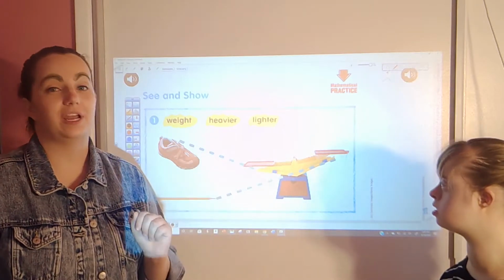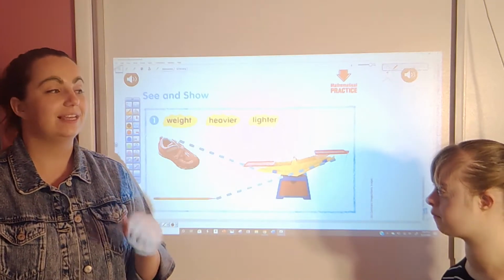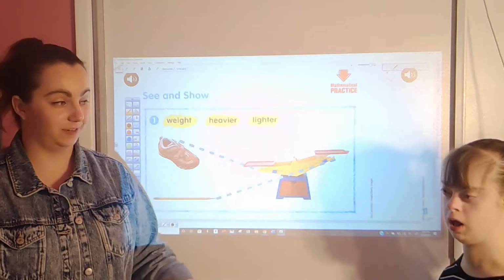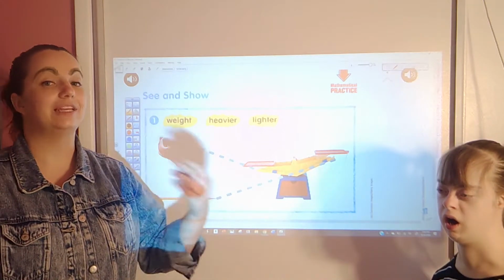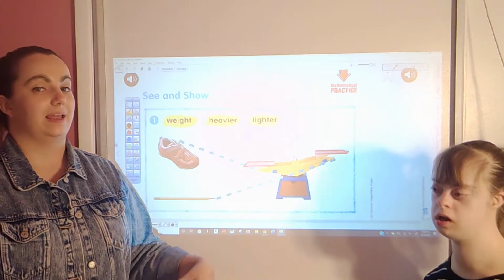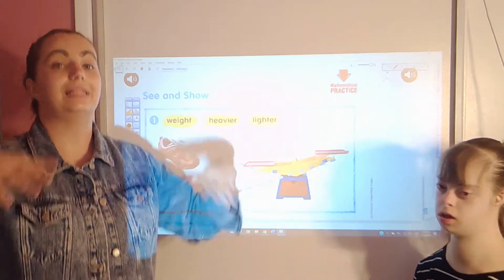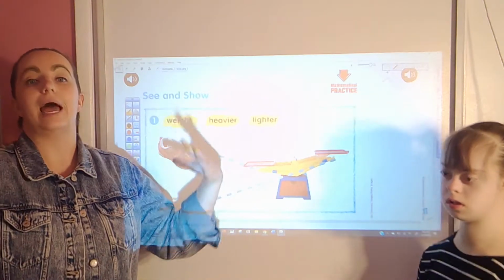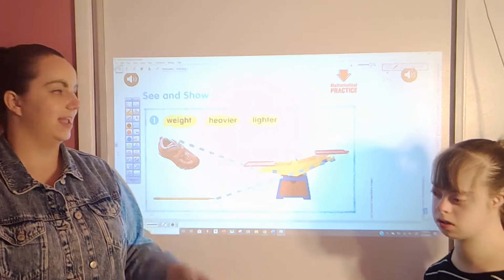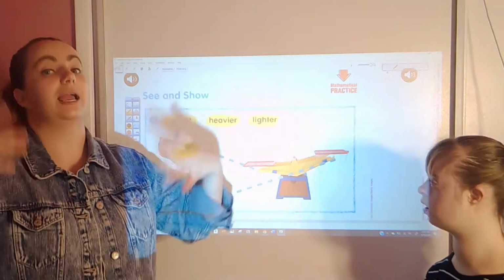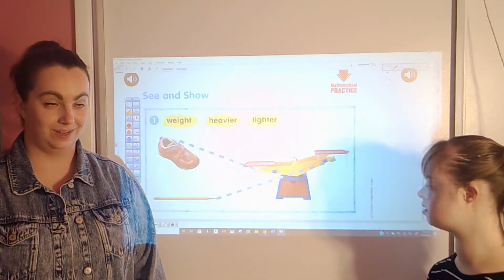Another word we can use to describe weight is the word lighter. Like, it's not as heavy, it's lighter. Or like light as a feather. It's not as heavy, it's lighter. Less weight to it.